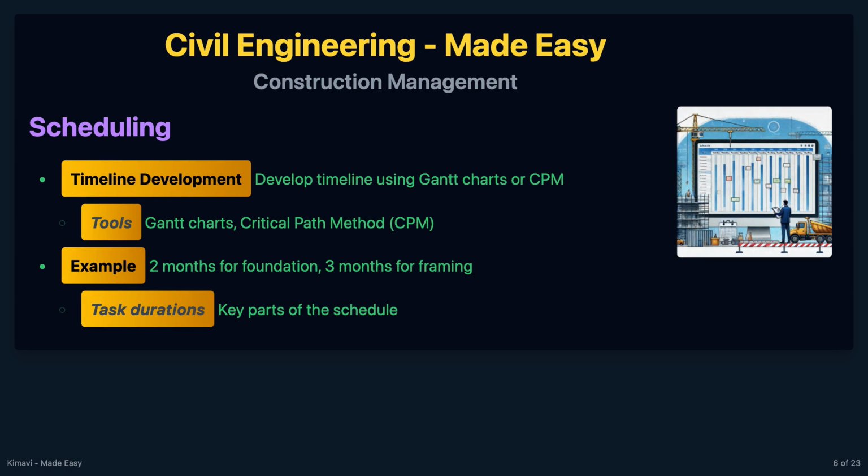Scheduling is another critical component. It involves developing a timeline for the project using tools like Gantt charts or the critical path method. For example, if the foundation work takes 2 months and framing takes 3 months, the schedule should reflect these durations.